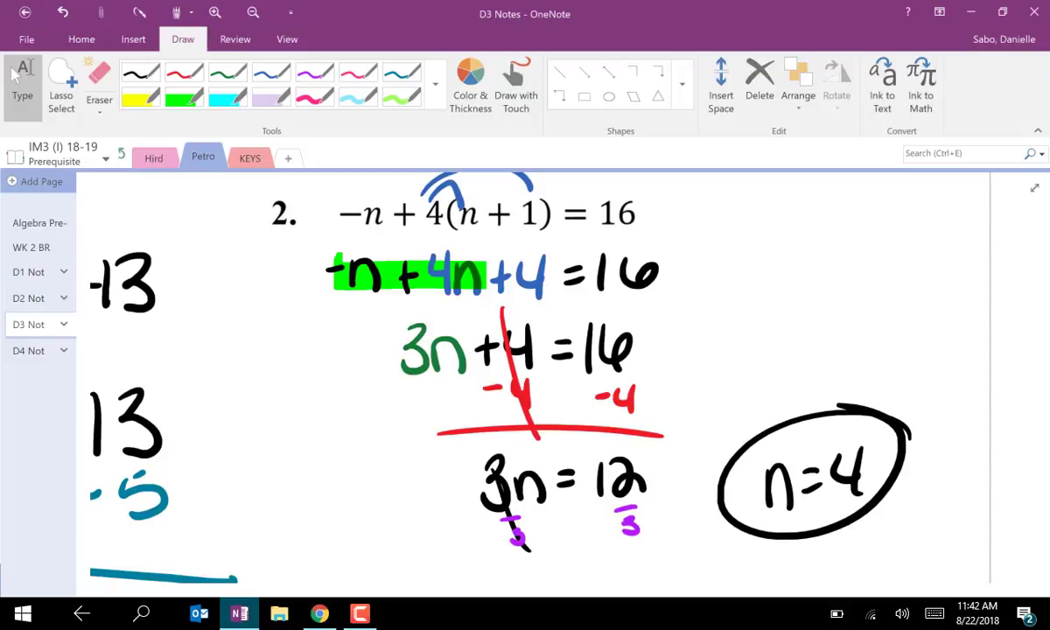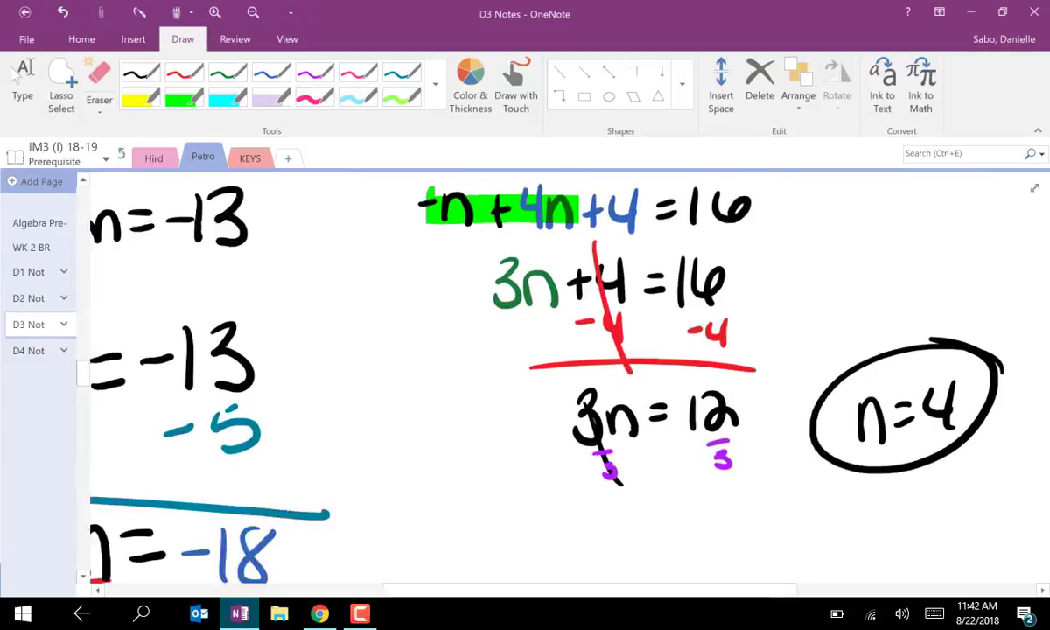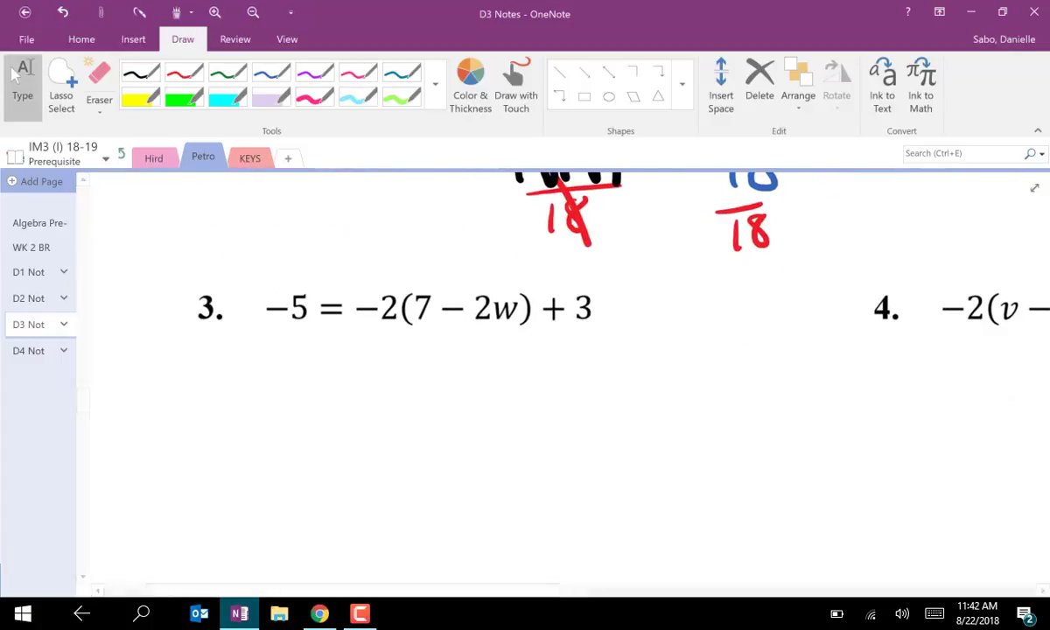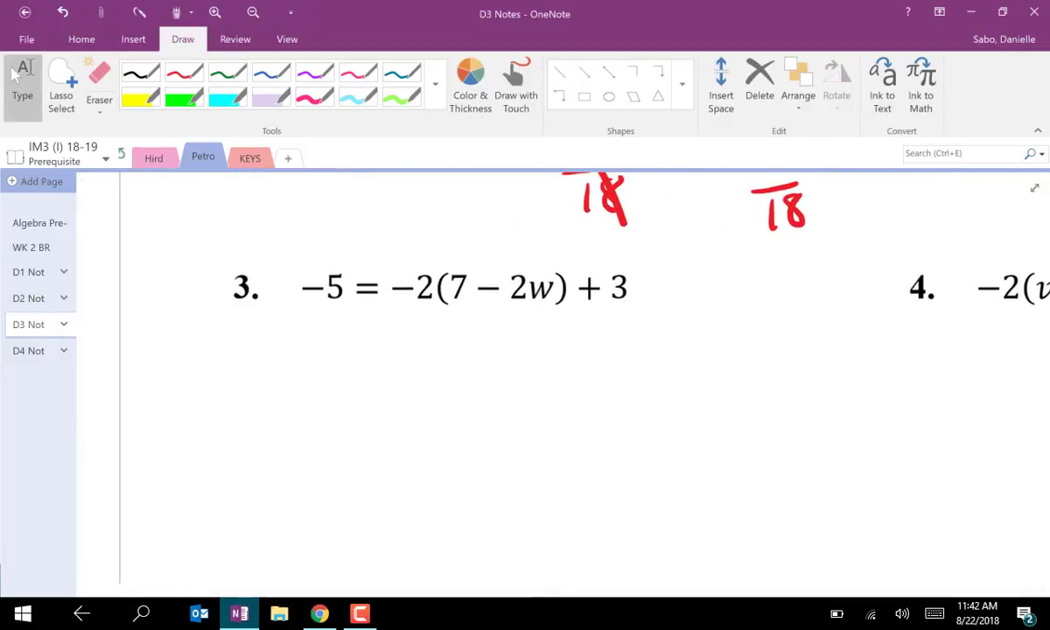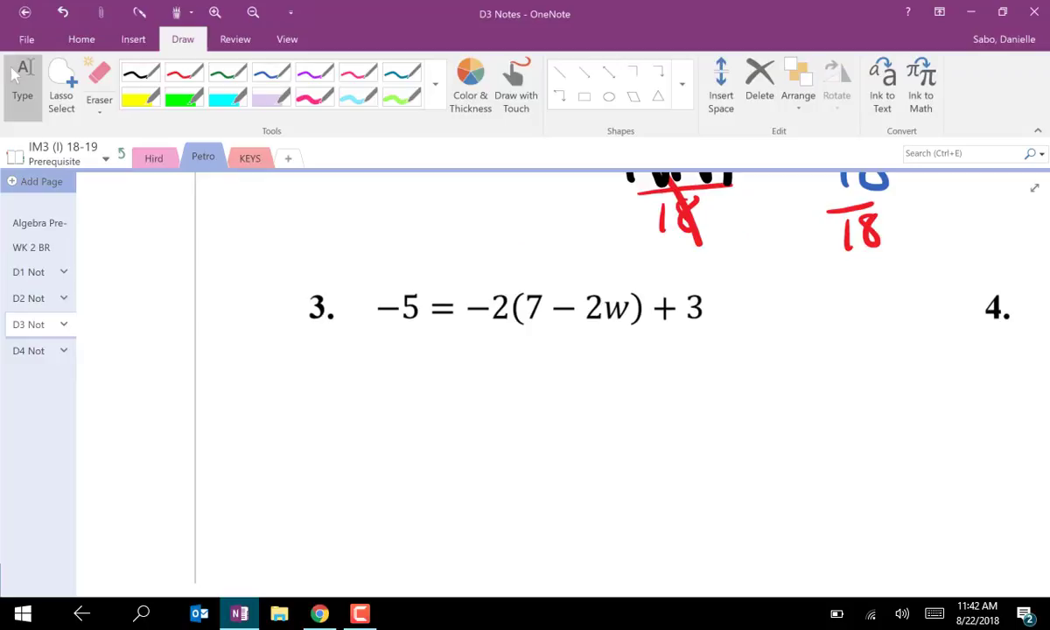Okay, I'm gonna do one more with you guys, and then I'm gonna have you guys do what we usually do, which is to do a problem to get your homework, so I can just check and see how you're doing. Okay, so I'm gonna do number 3, and then you guys will do number 4. So, last one together. This one's pretty much the same thing, except for now I moved the variable to the right side of the equation.